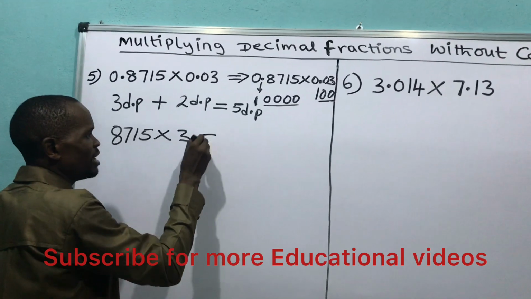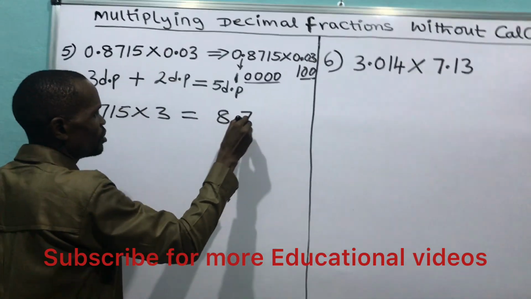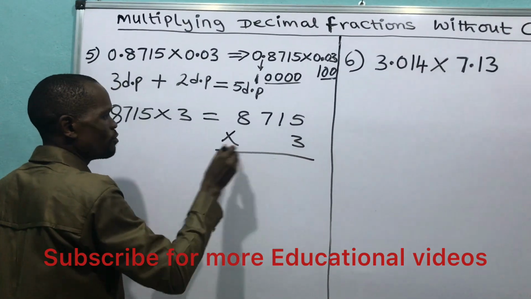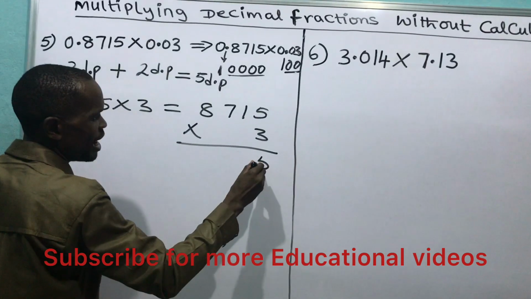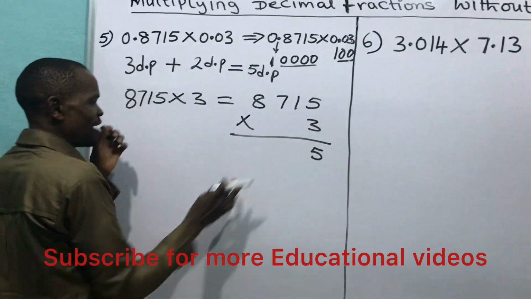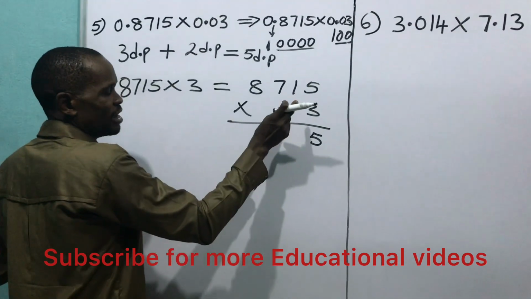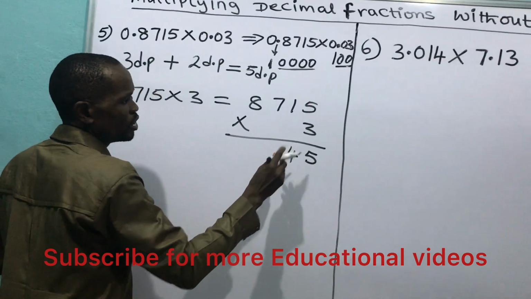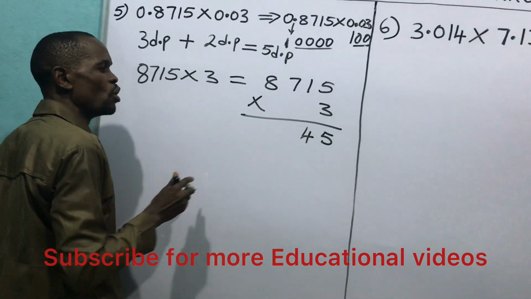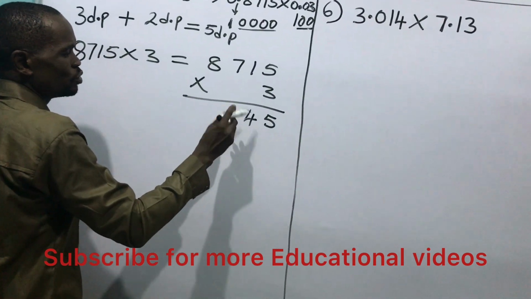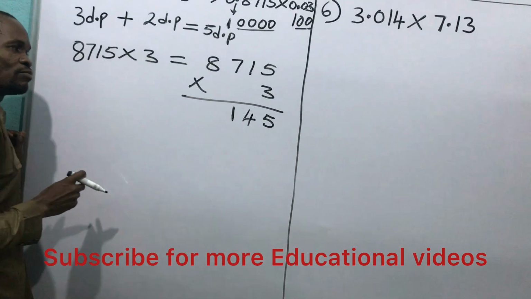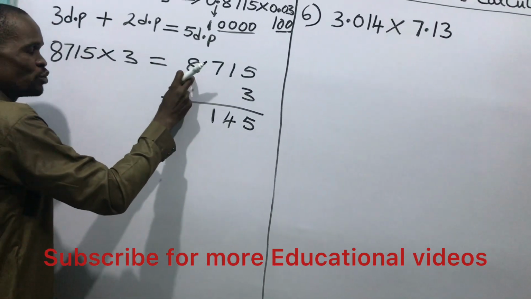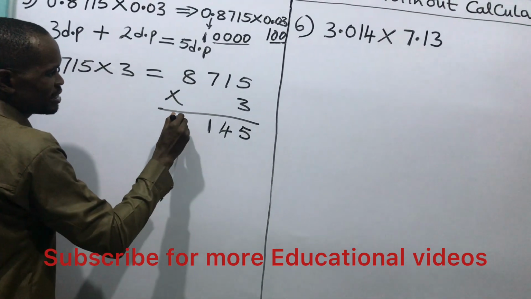And that will give me 8715 times 3. 3 times 5 will give me 15. I will write 5, carry 1. 3 times 1 will give me 3 plus 1 will give me 4. 3 times 7 will give me 21. I'm going to write 1, carry 2. Then 3 times 8 will give me 24 plus 2 will give me 26.